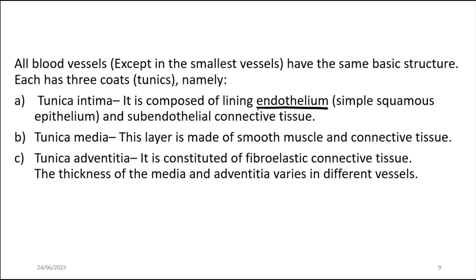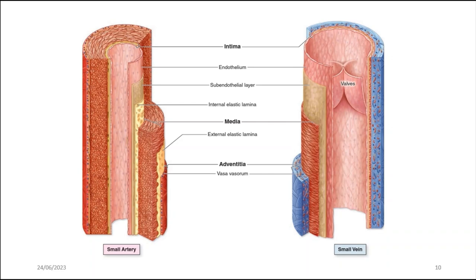And the tunica media is the middle layer. This is a layer made up of smooth muscle and connective tissue. And then the outermost layer is the tunica adventitia. It is composed of fibroelastic connective tissue. The thickness of the media and the adventitia varies in different vessels. So you're going to see that in veins and in arteries, the thickness of these tunics is going to differ. And those are some of the histological features that help us to identify which one is the artery and which one is the vein.